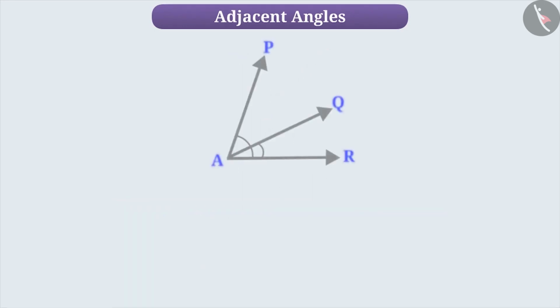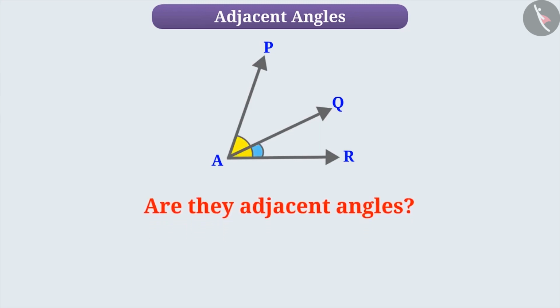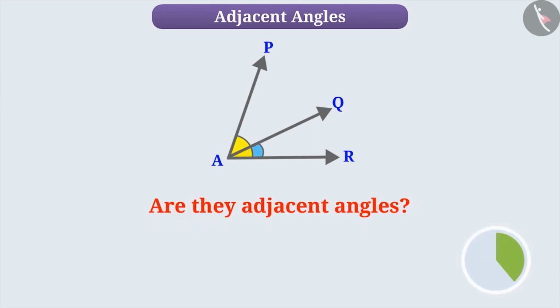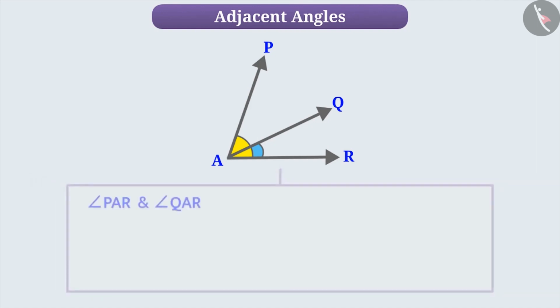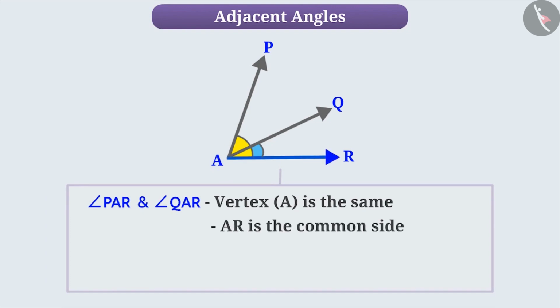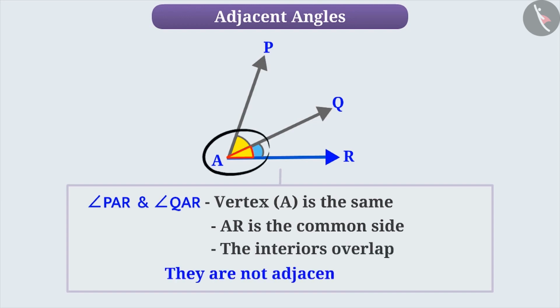Now, look at this figure. Do you think the angles shown here are adjacent angles? Think for a while. Did you get it? The vertex of both angles are the same. They also have a common side, but the interiors of both angles are overlapping. Therefore, these angles cannot be called adjacent angles.